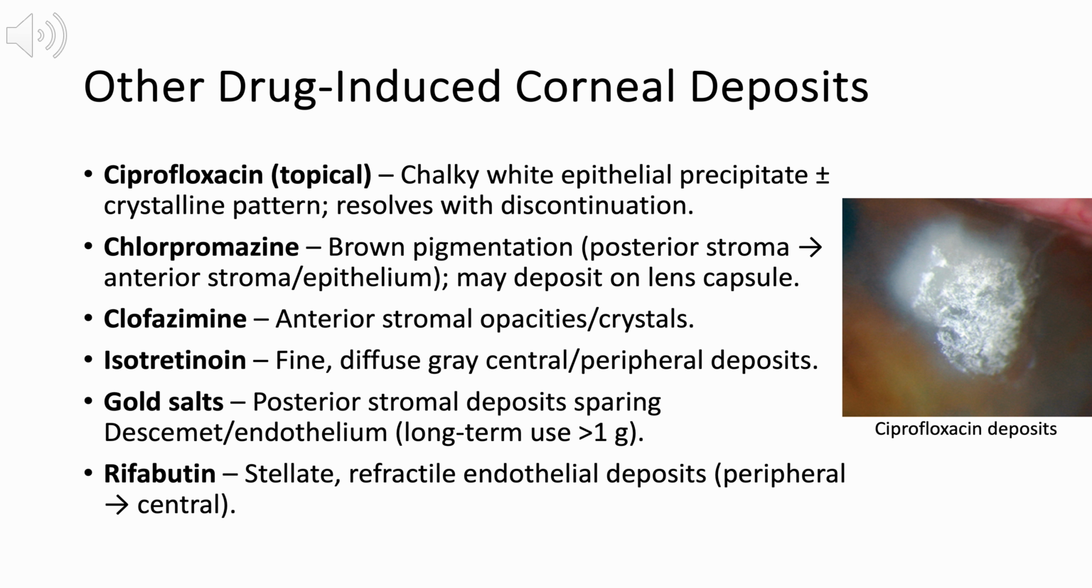Gold salts are typically used in the treatment of RA. When used long-term with cumulative doses exceeding 1 gram, they cause posterior stromal deposits that spare the Descemet membrane and endothelium. Rifabutin results in stellate refractile endothelial deposits, often beginning peripherally and migrating centrally. In the image shown, you can see the cornea under slit lamp examination with a dense, irregular, chalky white opacity with overlying crystalline deposits within the epithelial surface, representing a ciprofloxacin-induced keratopathy.